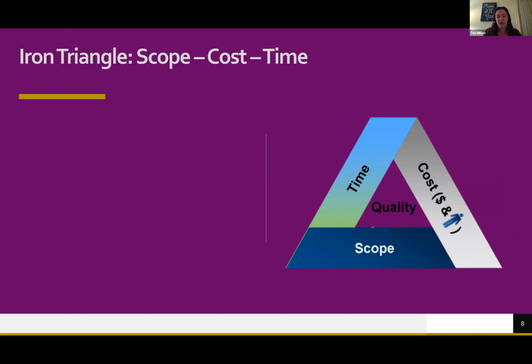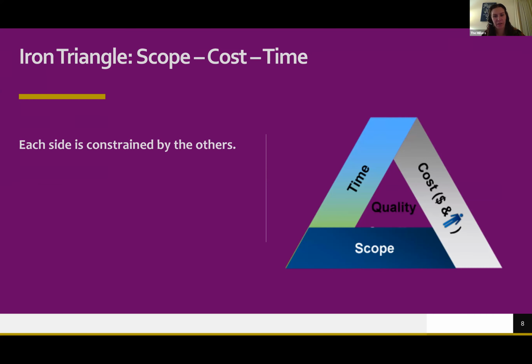So the next principle that I wanted to share with you from a project management perspective is the iron triangle. The iron triangle is something that we as project managers keep in our minds all the time. It is scope, cost, and time. Each side of the triangle has to touch, and they're constrained by the others.